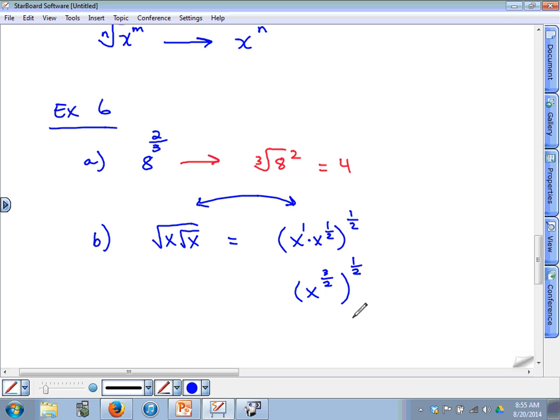And now we have that issue. What happens when you have a power to a power? You multiply the powers now. So this is x to the 3/4.